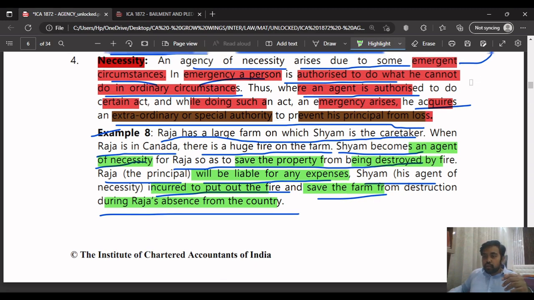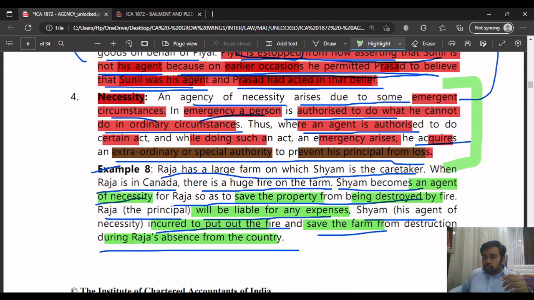But you have to remember this provision properly. This is a very, very important provision, and the sentences which are marked in this provision are very important. Please study this properly.